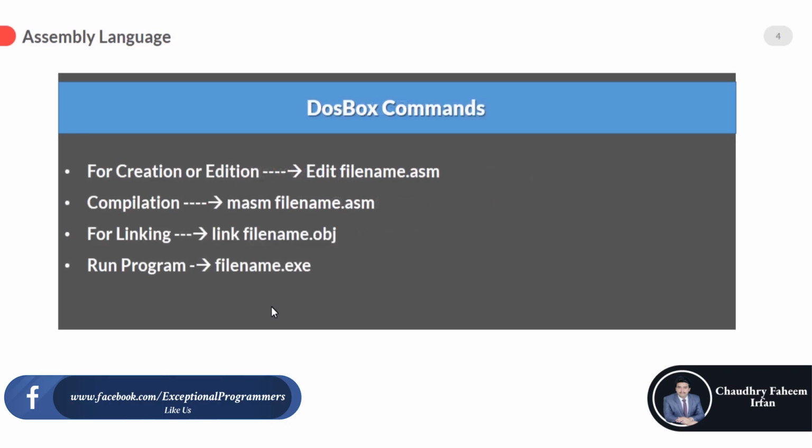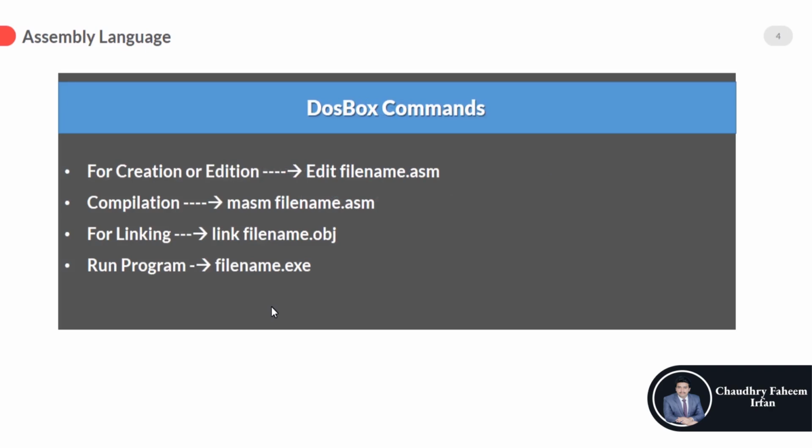Here are the important DOSBox commands. The first one is for creation or addition in a file. The command is edit filename.asm. Basically, asm is the extension of the file name, like filename.c, where c is the extension. So asm is the extension of this file because this file is an assembly file.